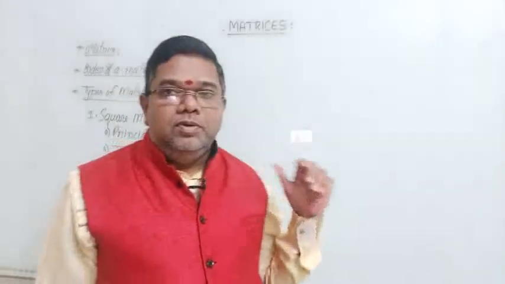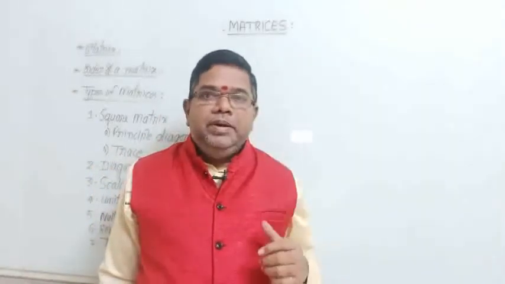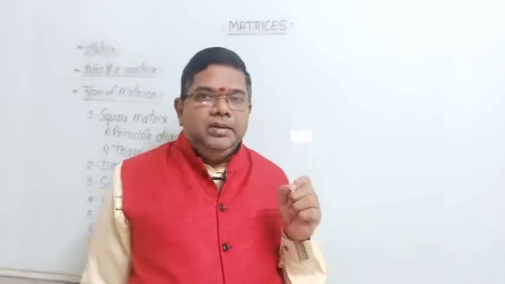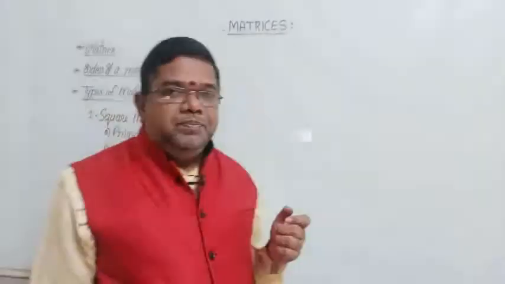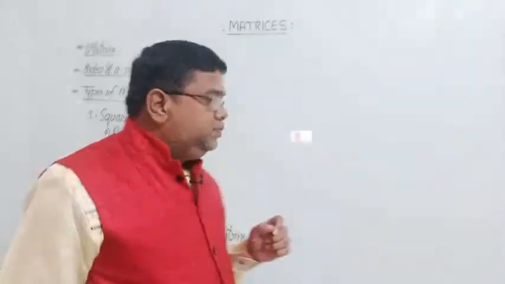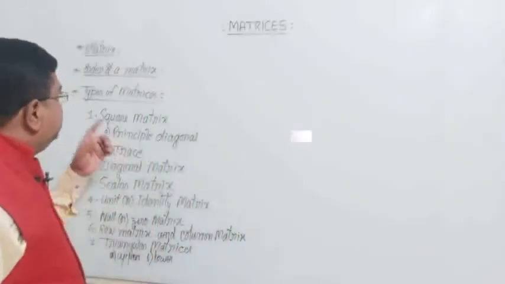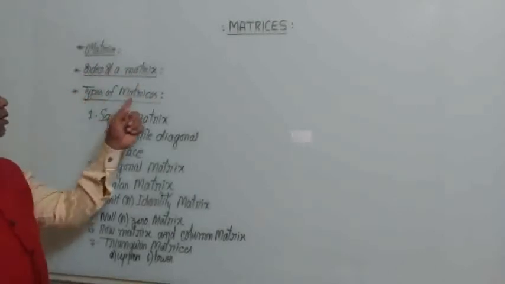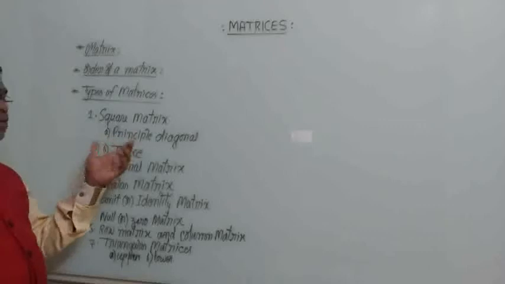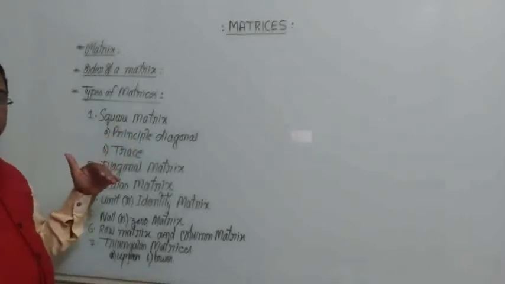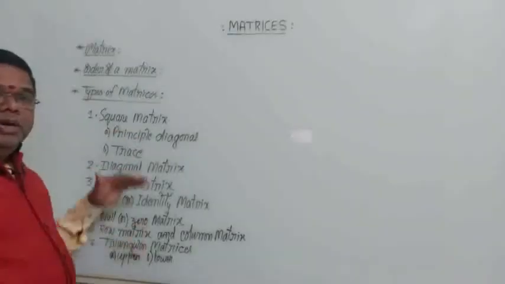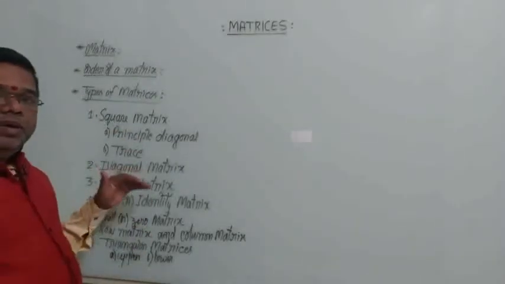My name is Venkat. This is a continuation of matrices, intermediate mathematics, 1A. In the last video, Matrices 1, I covered what a matrix is, what the order of a matrix is, and types of matrices, where only the square matrix was completed. Now in this video, I will discuss the entire types of matrices, how many types of matrices there are, and what their definitions are.